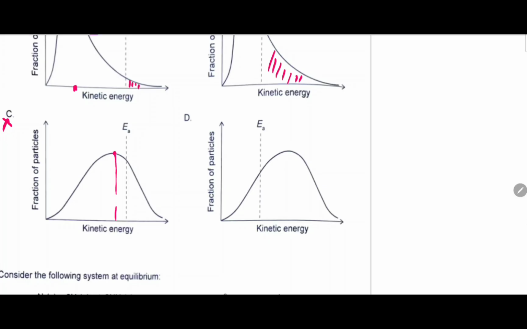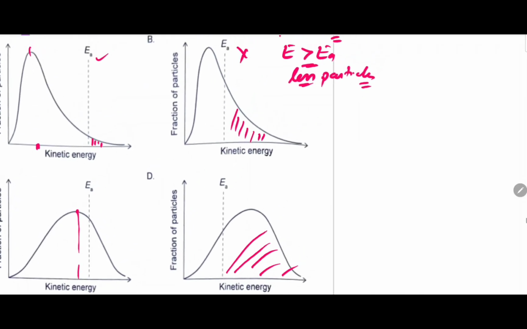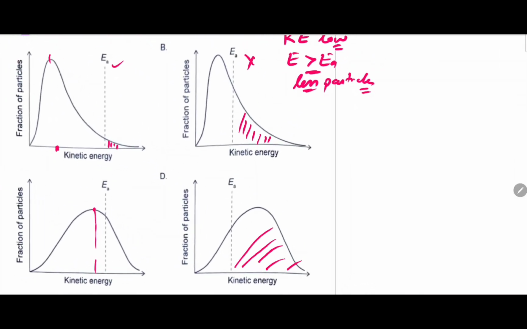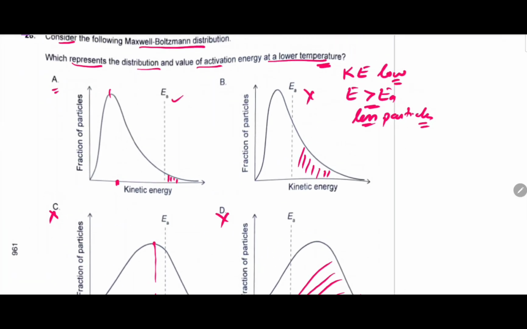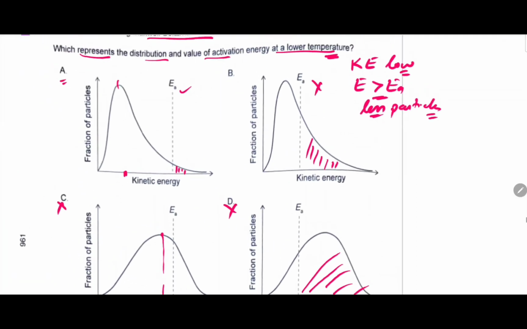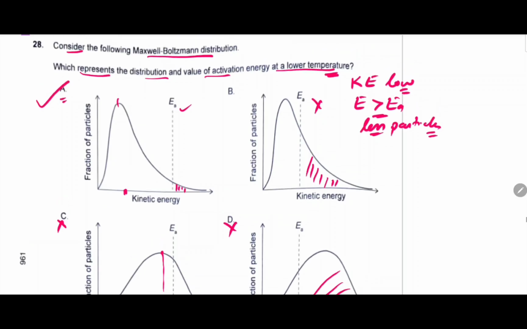If we see option D, the activation energy is very low, and thus a large number of particles will have energy greater than activation energy. Hence, even at low temperature, more particles have energy greater than activation energy, which is again not possible. Out of these 4 graphs, the most possible graph which can show this distribution and activation energy at low temperature is A. So my answer will be A for question number 28.